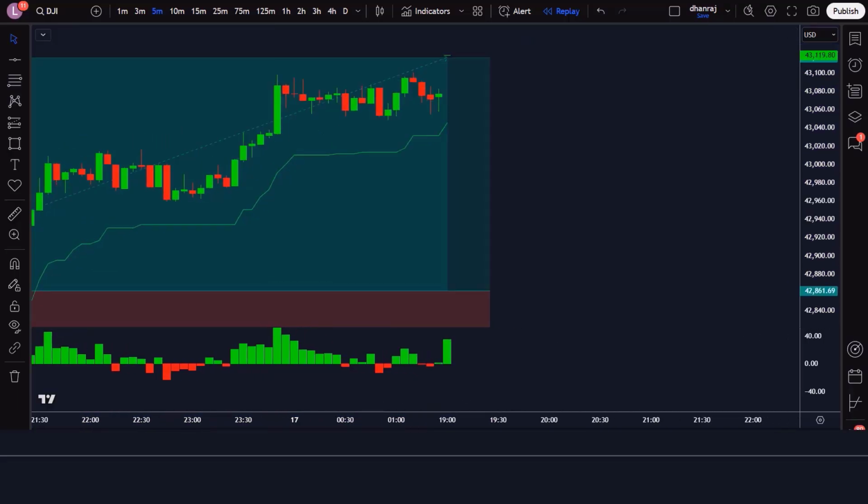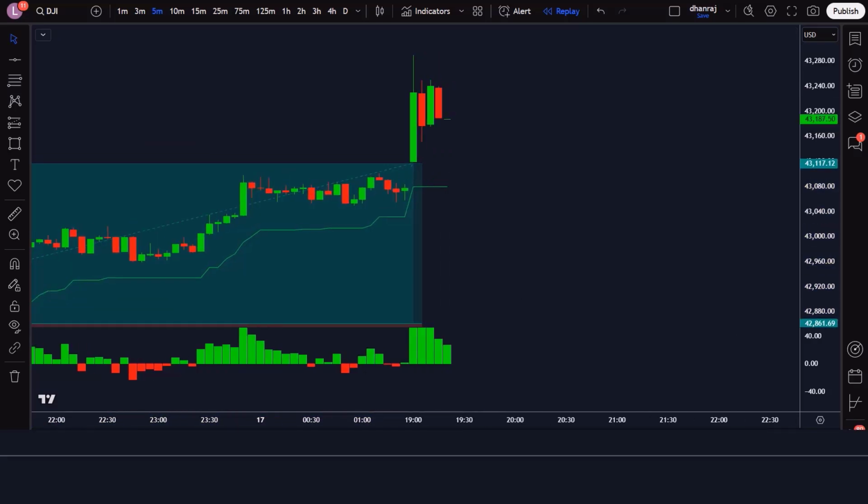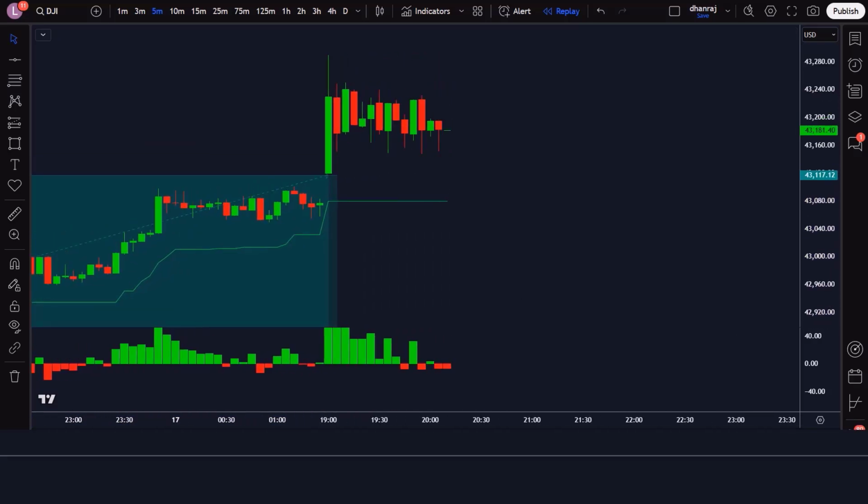The market has completely hit the target. I hope you must have understood this trading strategy. Let us now understand the short position.